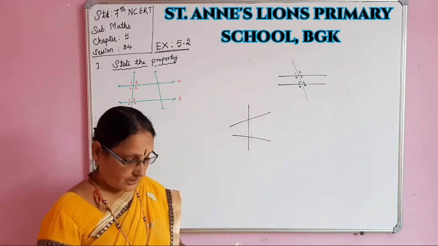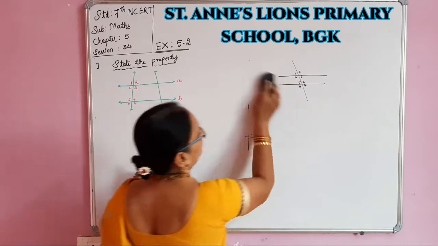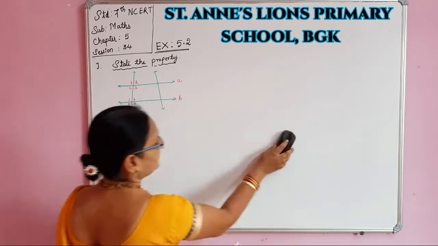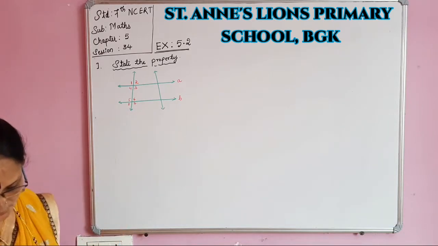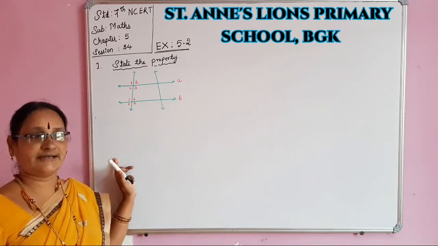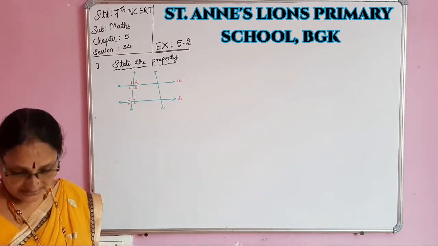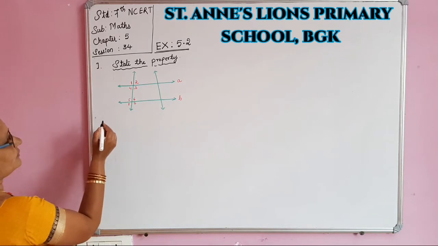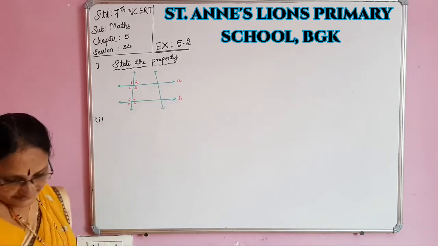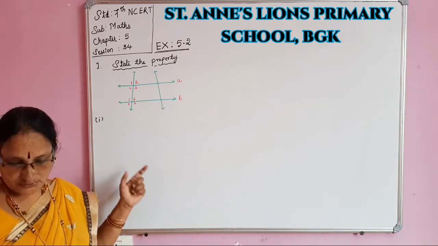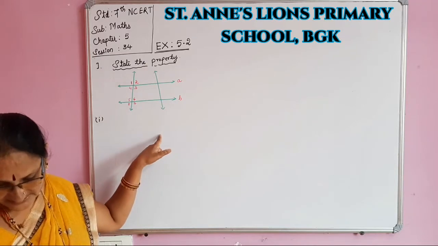So on this base, now we are solving exercise 5.2, state the property. Here they have given some questions. We have to write the questions and write the property, on which property they are equal. The first question, you have to take the question. See, I have drawn the diagram. A and B are parallel, and this is the transversal.